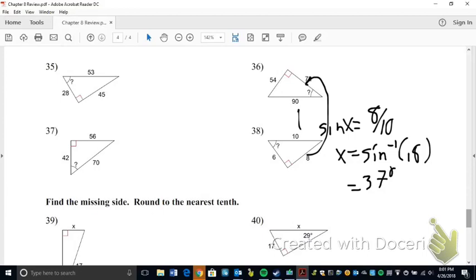So notice that the two triangles are similar. The top one has the exact same shape, just times 9. 8 times 9 is 72, 6 times 9 is 54, and 10 times 9 is 90. So it makes sense that we're getting the exact same answer.